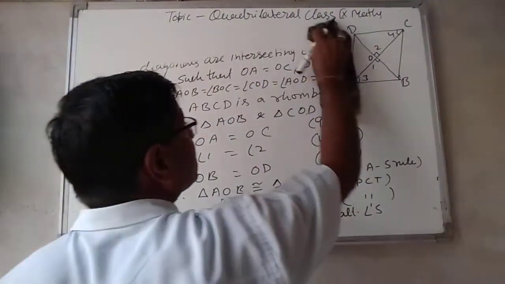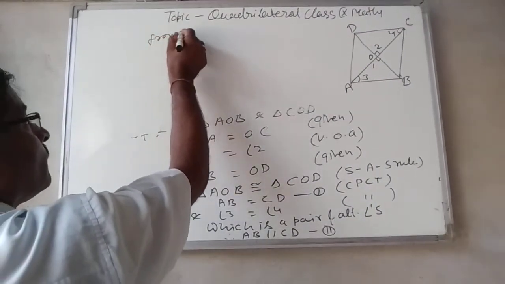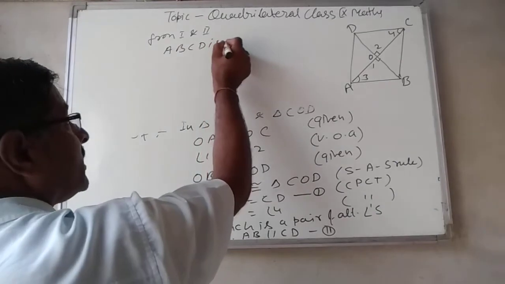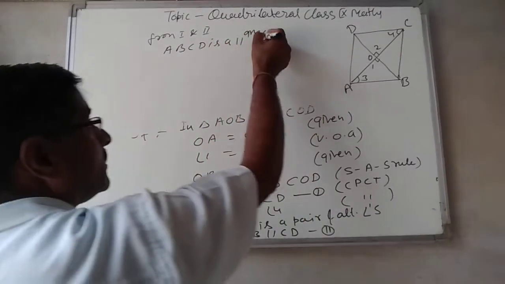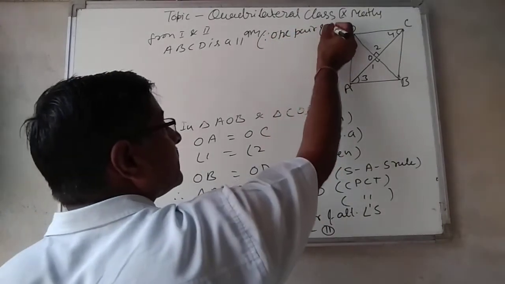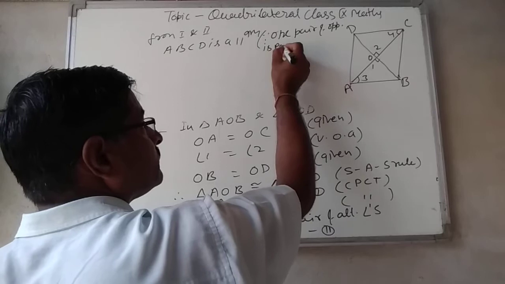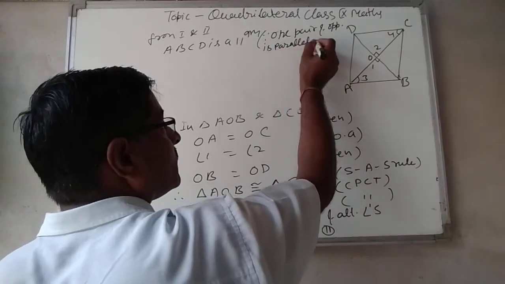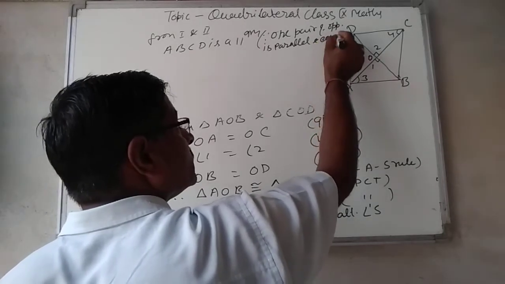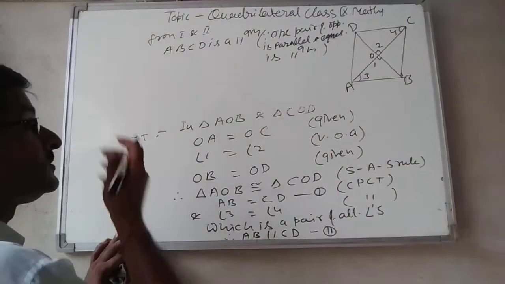So from first and second, ABCD is a parallelogram, since one pair of opposite sides is parallel and equal. ABCD is a parallelogram. We have proved this result also.